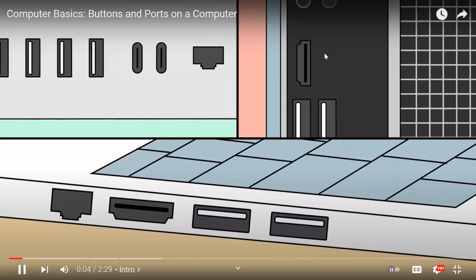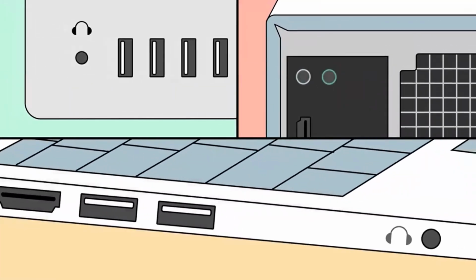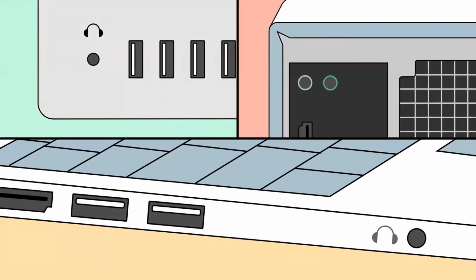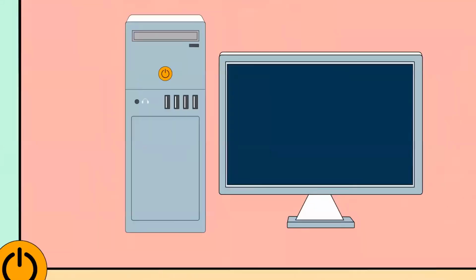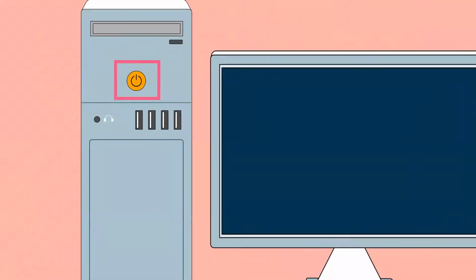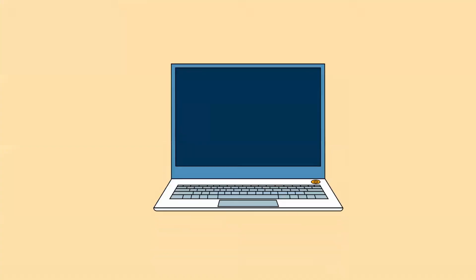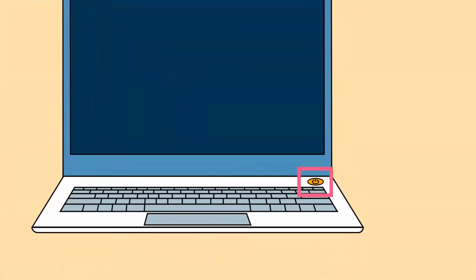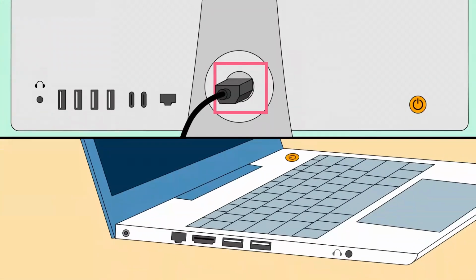In this video, we're going to talk about some of the most common ones, including what they're for and how to recognize them. Some buttons are universal, like the power button. Depending on the type of computer you have, it may be on the front, on the back behind the screen, or even on the inside when you open the lid. The power socket is where you'll connect the power cord. If you have a laptop, you'll have a charging port instead.